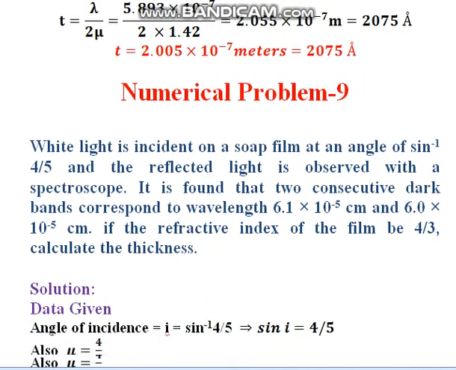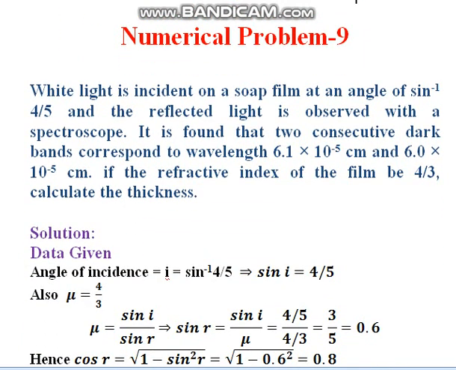Let's see another problem, numerical problem 9. White light is incident. White light means multiple wavelengths: there may be lambda 1, lambda 2, lambda 3, many wavelengths. Each wavelength will produce its own interference pattern in the reflected as well as the transmitted light, and the observer will see the combined effect of all wavelengths. There are some possibilities of overlapping of one band of one wavelength with another band of another wavelength.